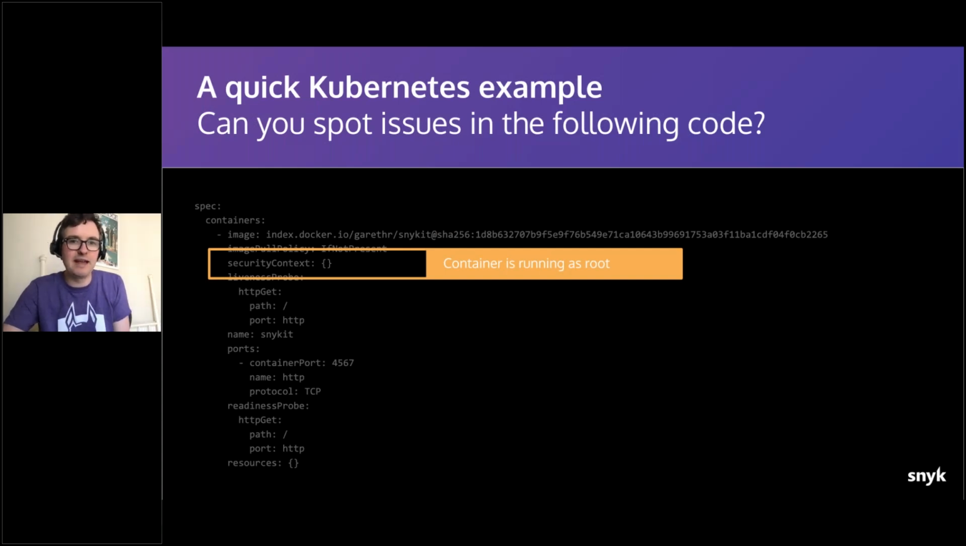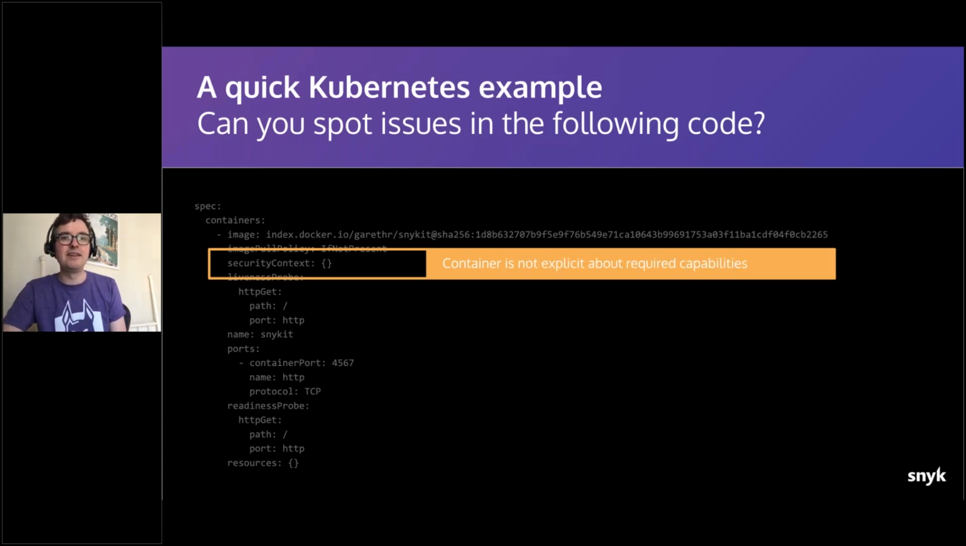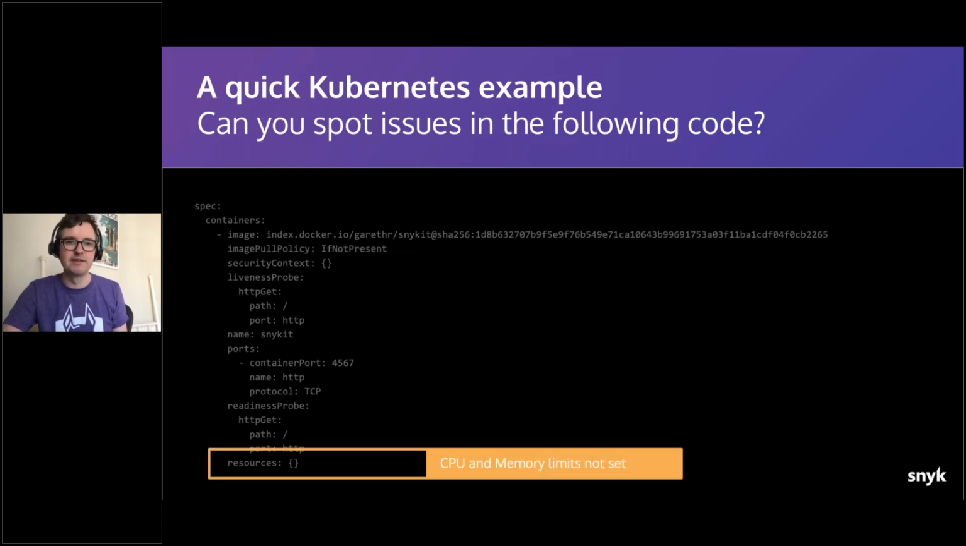So in this case, that container is running as root. It hasn't dropped capabilities. It does have more access than it really requires. And it doesn't have any resource limits. It's not limiting the amount of CPU or memory we set. Again, they're just picking up on some of the examples I gave. There are other hidden issues here as well, even in this small snippet of code.